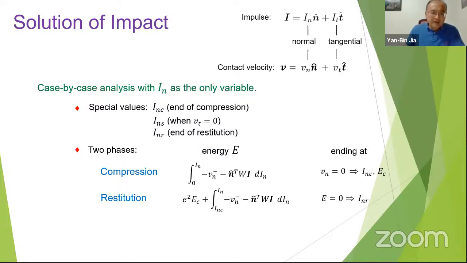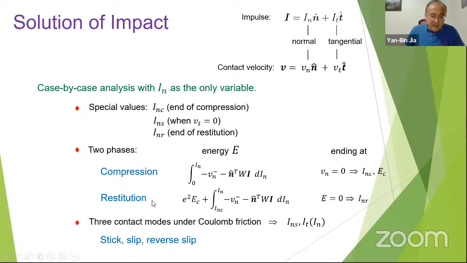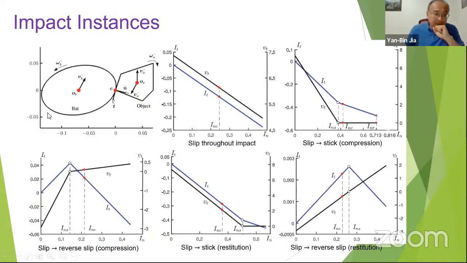One is the end of compression, where we have a value of the normal impulse, and the other one is when the tangential velocity becomes 0. The third is the end of restitution, because we're using energetic restitution, so we track the energy. Then you also track the contact modes, under Coulomb friction. There are 3 kinds of modes: stick, slip, and reverse slip. Here it will give you an idea.